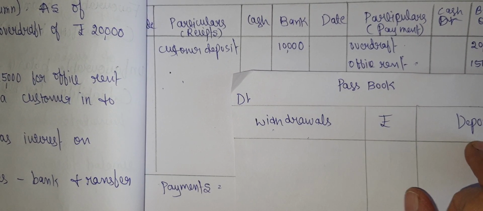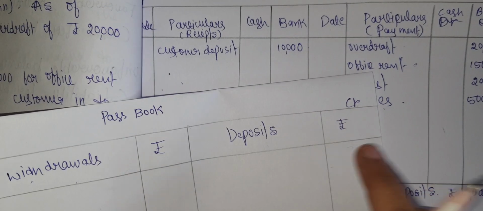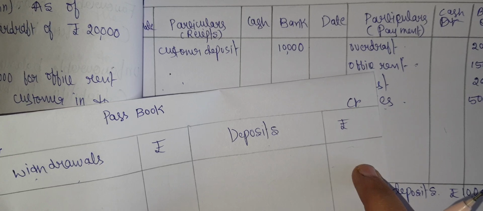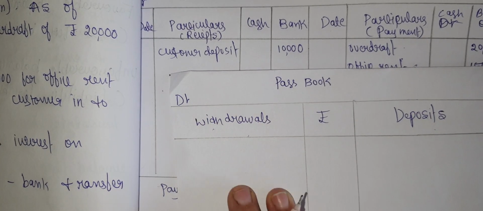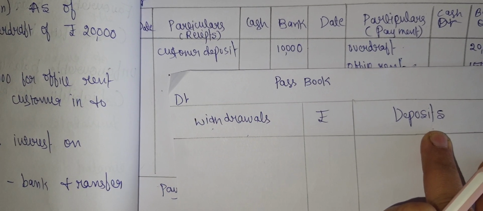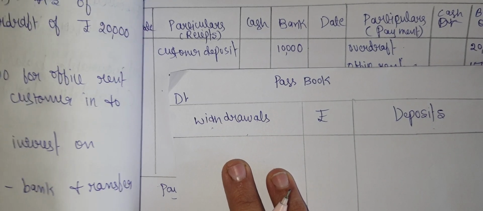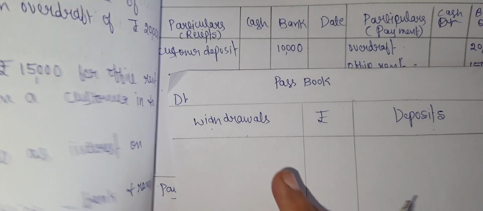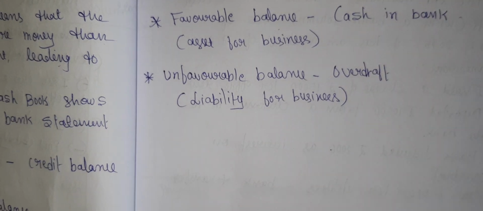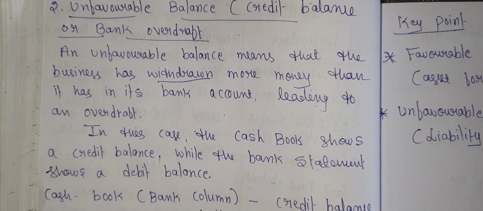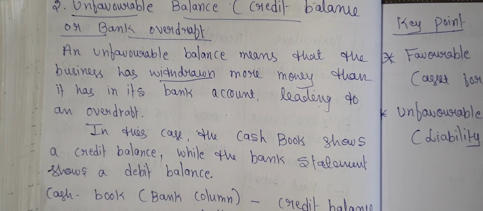And deposits, that is rupees 10,000, we have to write down in the credit side in the bank statement. So here withdrawals are more than the deposits. Means bank statement debit balance, it means an unfavorable balance. So this is about unfavorable balance. I hope this example is clear to you all.